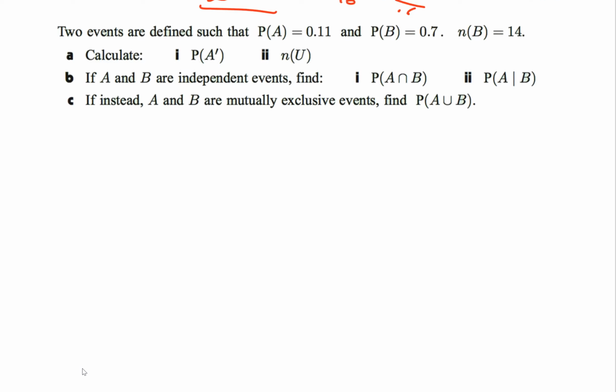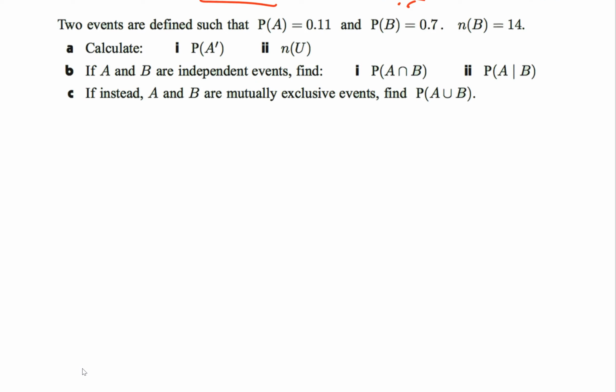Next example. This is more just like a rehash of everything to make sure we understand the concepts before we move on to our final concept for the day. So this first part: probability of A equals 0.11. Probability of B equals 0.7. And the number in B is 14.